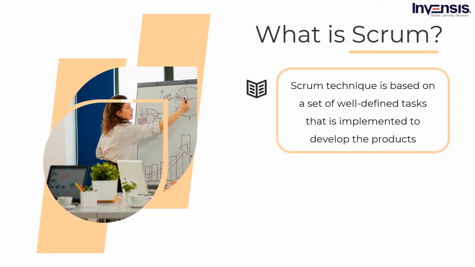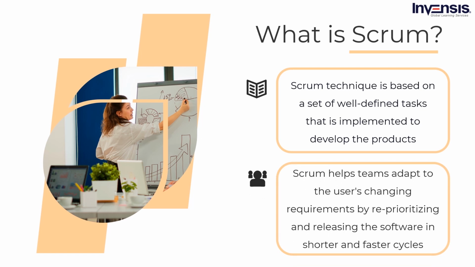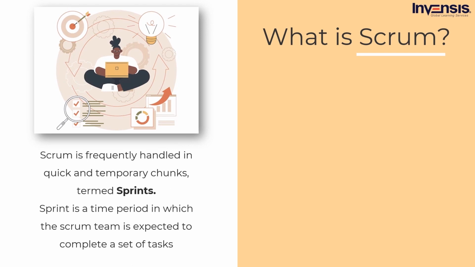Its technique is based on a set of well-defined tasks and activities that have to be implemented to develop the products. Scrum helps teams adapt to the user's changing requirements by reprioritizing the important tasks and releasing the software in shorter and faster cycles while allowing the team to learn and improve. Now, Scrum is frequently handled in quick and temporary chunks, termed sprints. A sprint is a time period which usually spans from about 2 to 4 weeks, in which the Scrum team is expected to complete a set of tasks.